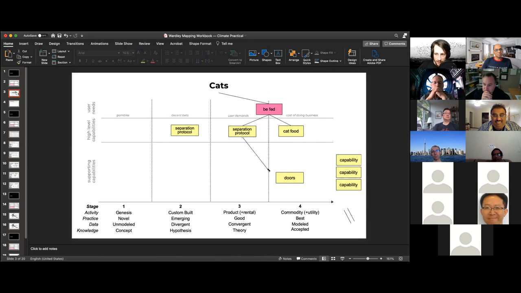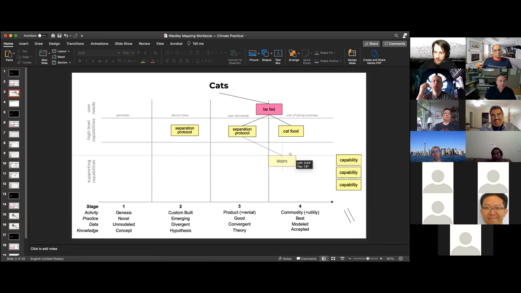And doors are in every house, so I'm going to call them a commodity for the most part, right? Okay, so now you can ask the question: which of these components is more or less visible to the user, the cats? Doors are pretty visible to cats, but they're less visible than the separation protocol because the door is further down the chain of dependencies than the separation protocol itself.